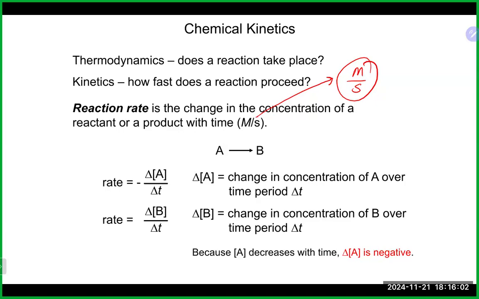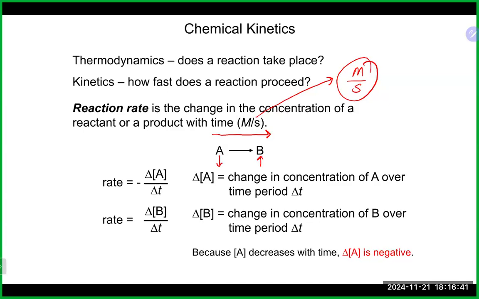When we look at a simple reaction like A going to B, we have our reactants going to our products. As time goes on, we should be converting our reactants into products, which means the amount of reactants we start with should decrease with time, and the amount of products we are making should increase with time. So as time goes on, the amount of A should be going down, and the amount of B should be increasing because we're making more products.